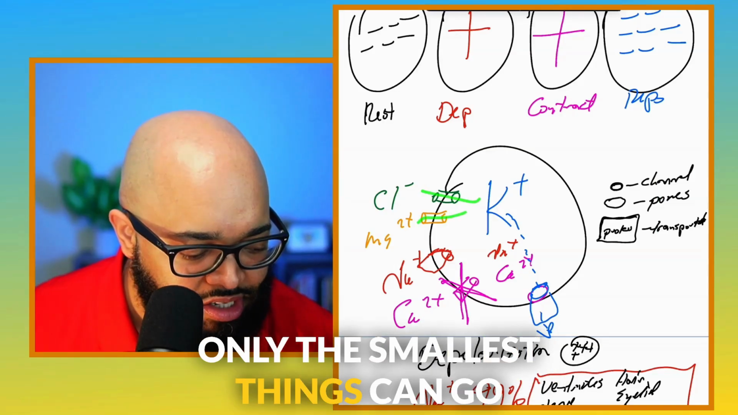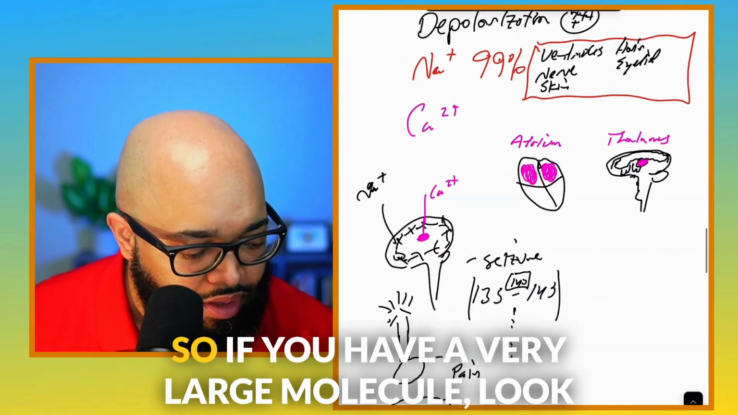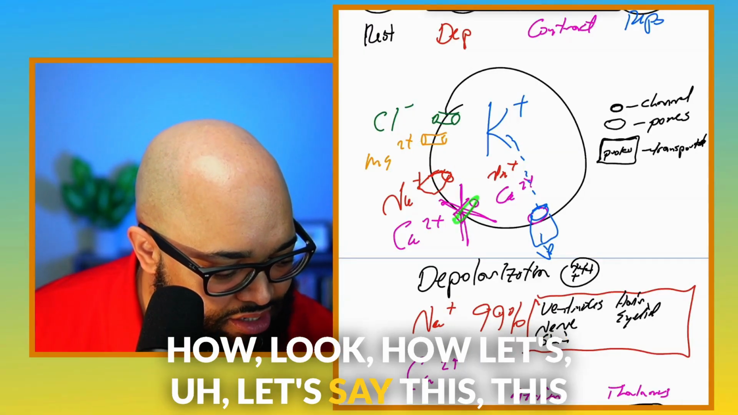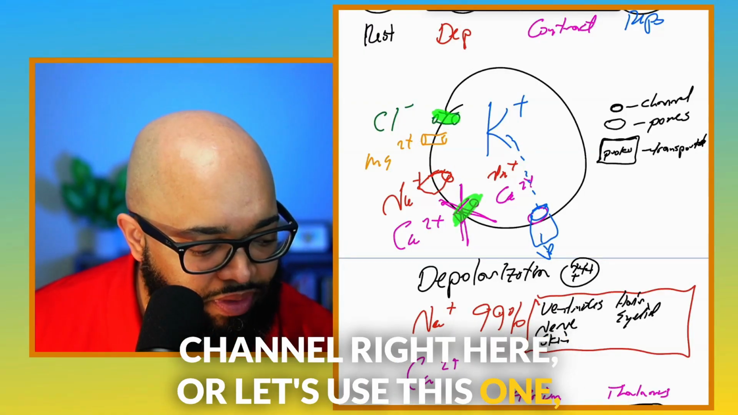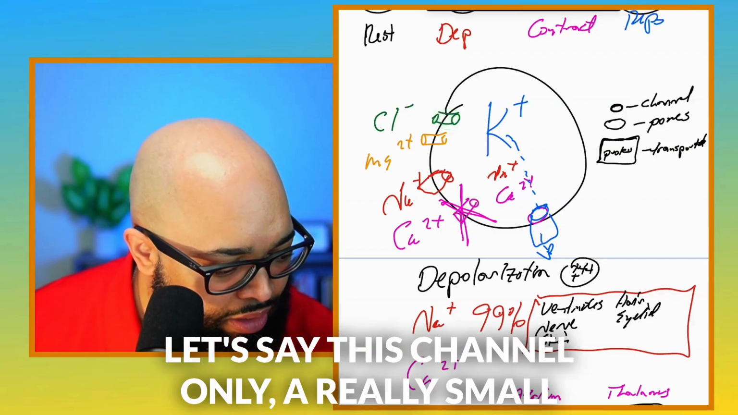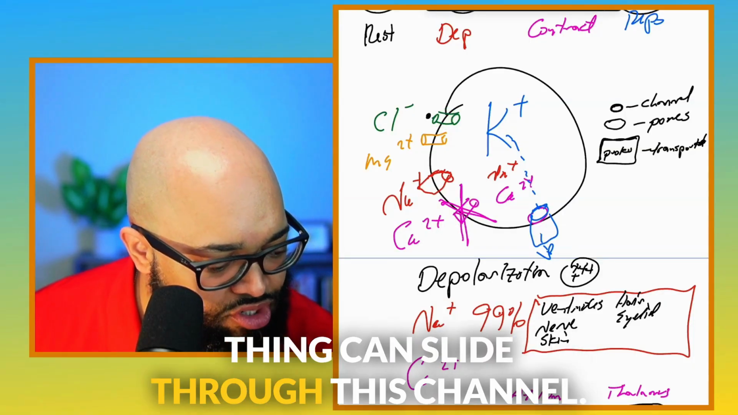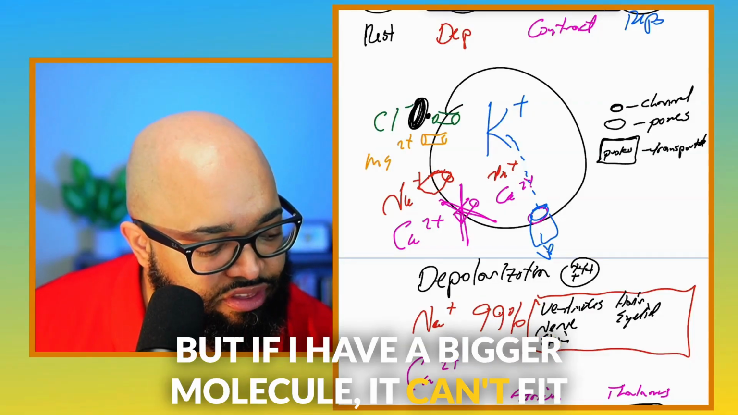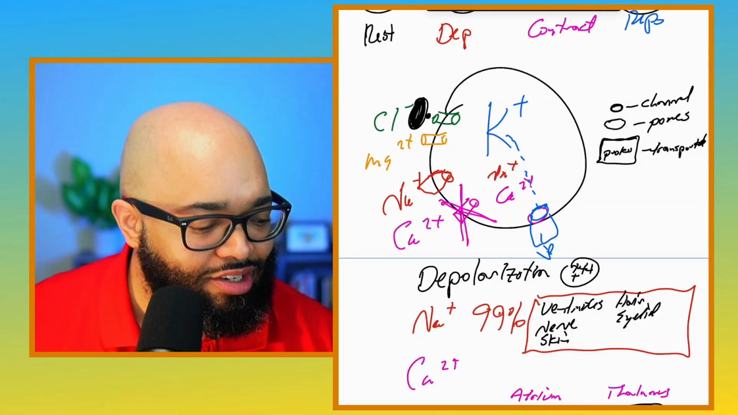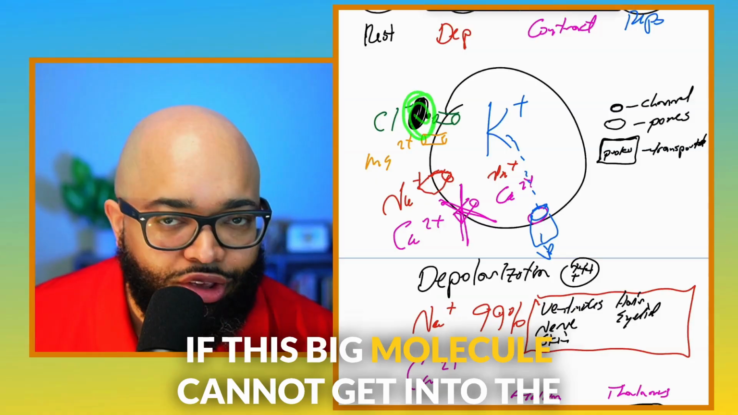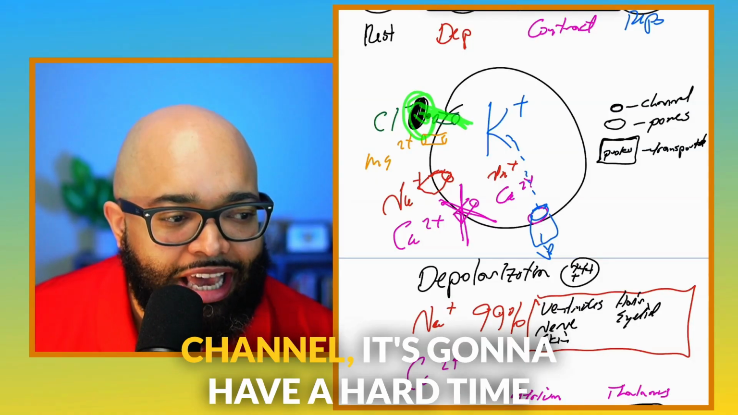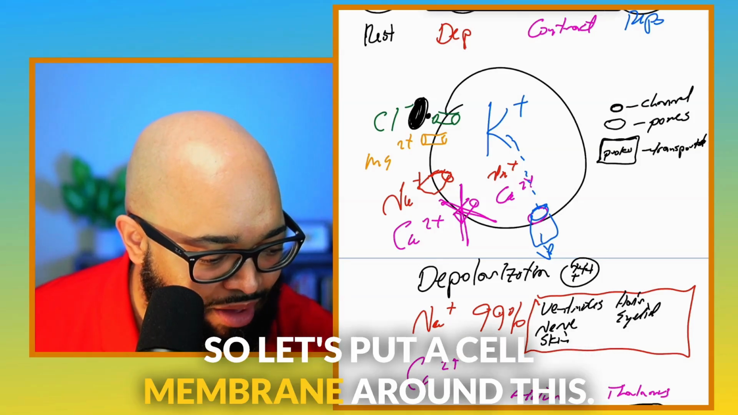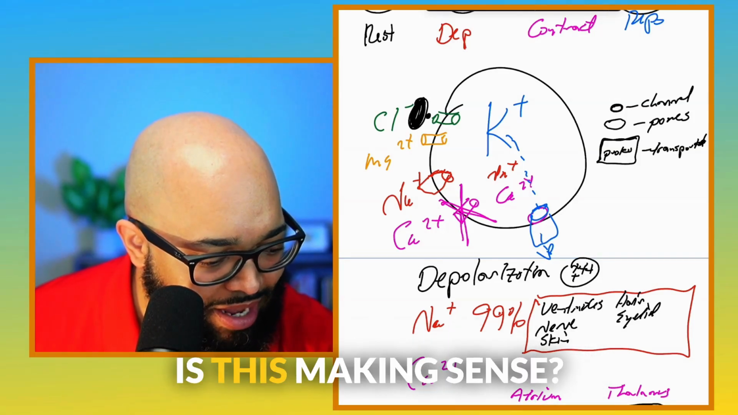Only the smallest things can go through channels. So let's say this channel, only a really small thing can slide through it. But if I have a bigger molecule, it can't fit through the channel. So check this out. If this big molecule cannot get into the channel, it's going to have a hard time crossing the membrane. So let's put a cell membrane around this. Is this making sense?